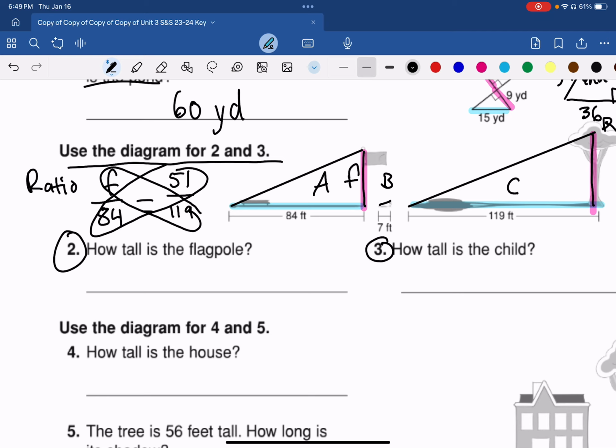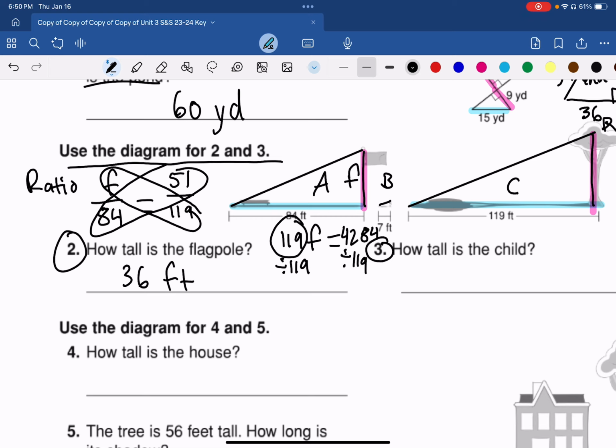All right. So we have 119F is equal to 84 times 51. I'm going to use a calculator. 84 times 51. 4284. I haven't found F yet because there's a number next to it, so I must divide that. Let's divide that by 119. So that means my flagpole must be 36, and that is in feet. 36 feet tall.